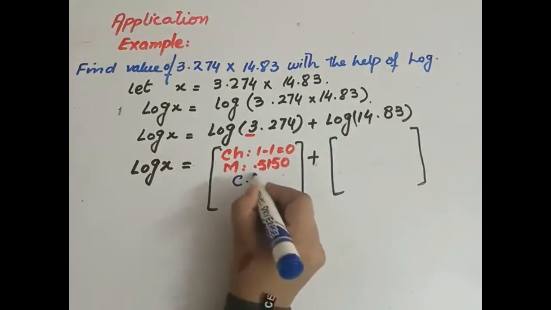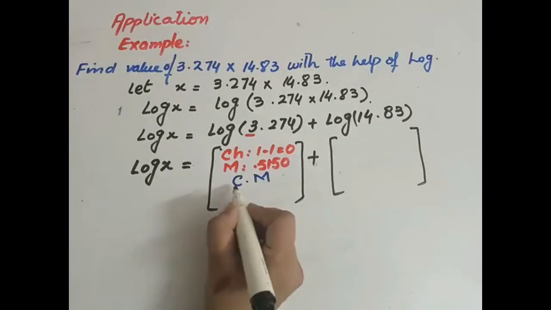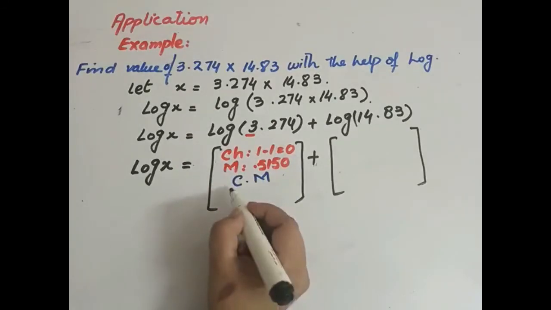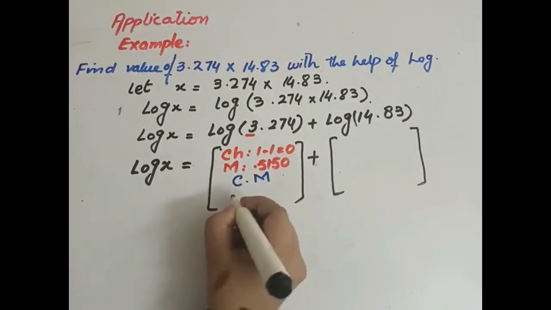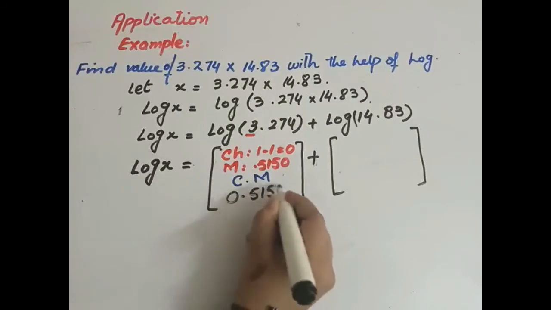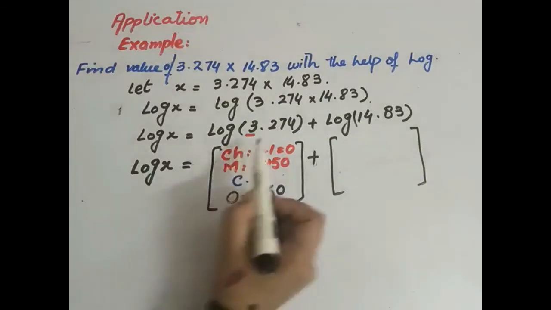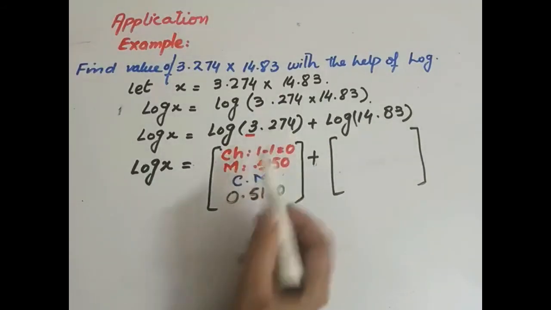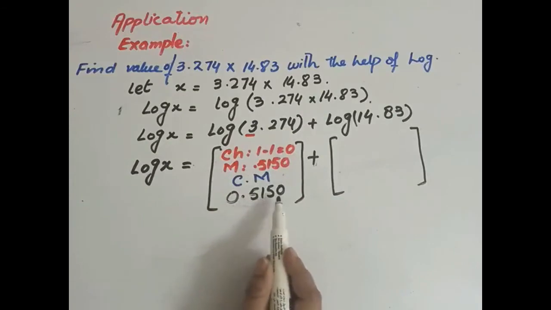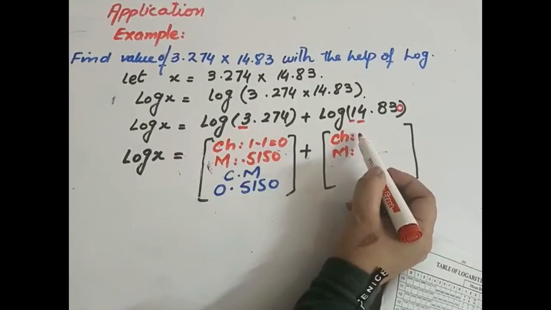Log is the combination of characteristic and mantissa. It has two parts: one is the characteristic part and the other is the mantissa part. We have to write it as C dot M. Characteristic is 0, mantissa is 5150. So log of 3.274 is 0.5150.